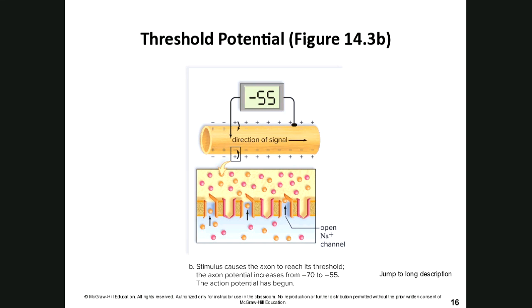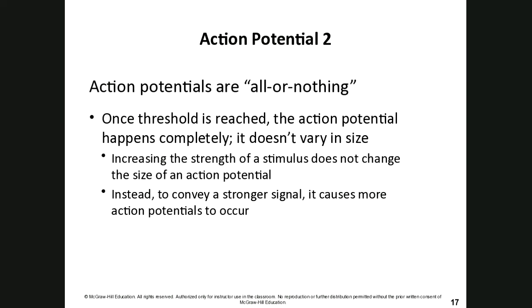So here's just a really cool picture showing that we get up to about negative 55. We're getting more of these positive entities. Notice that we have these channels opening up, so we're getting more sodium in the cell. We're going to get more of these positively charged entities into this negative area, which took us from negative 70 millivolts to about negative 55. So now that we've reached threshold, we are ready to have this all or nothing action potential.